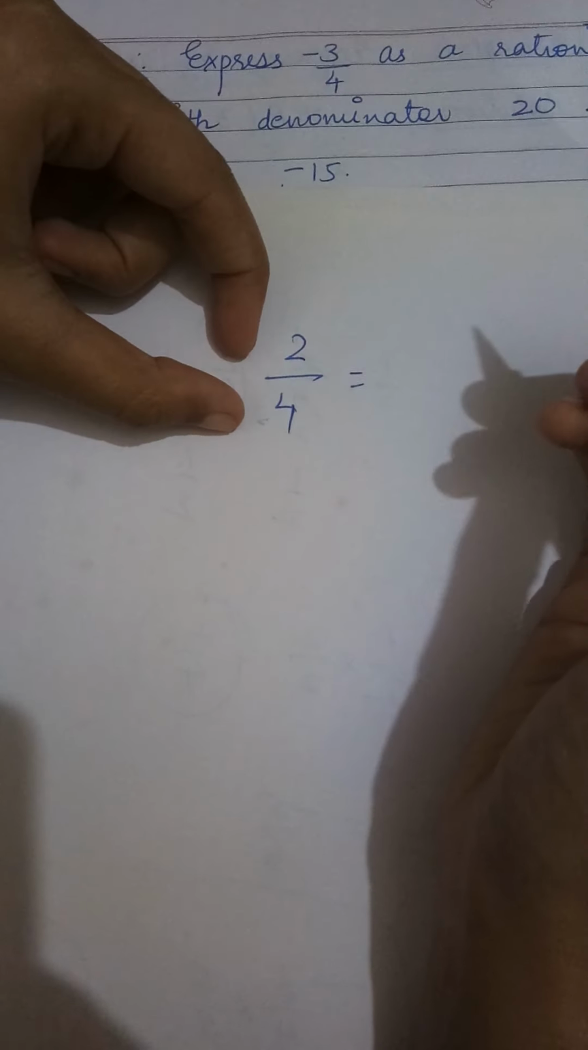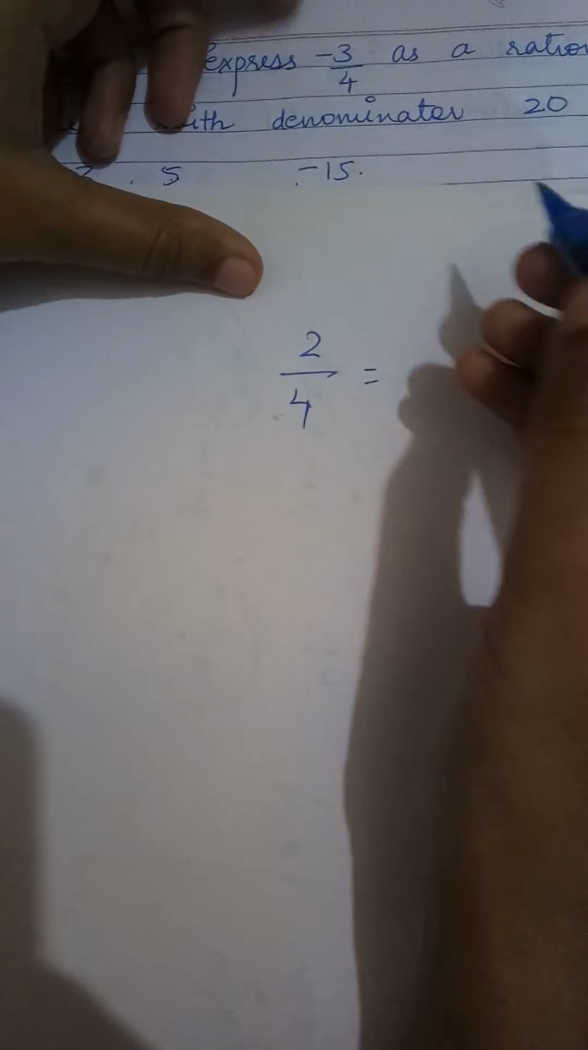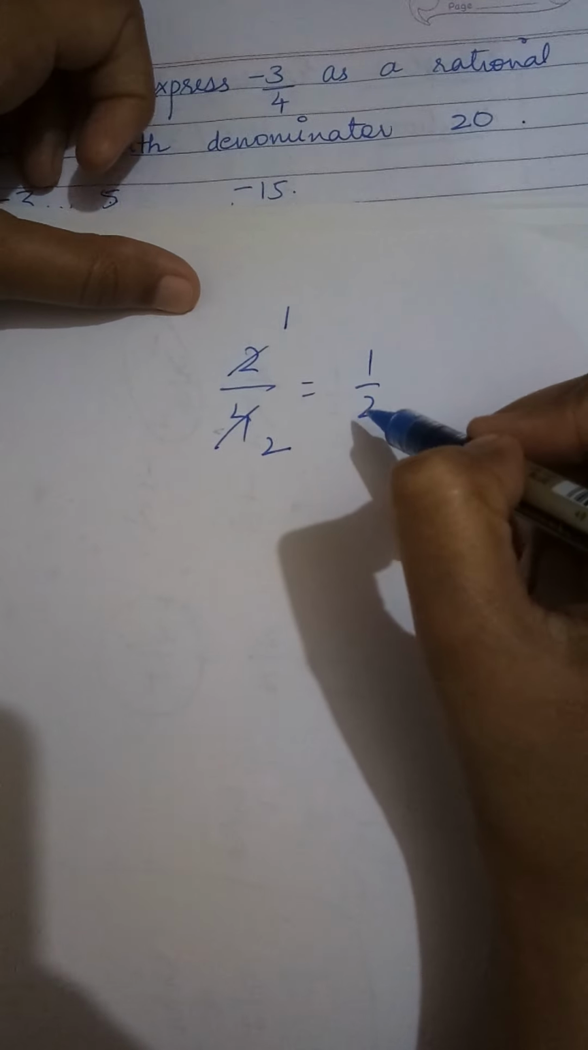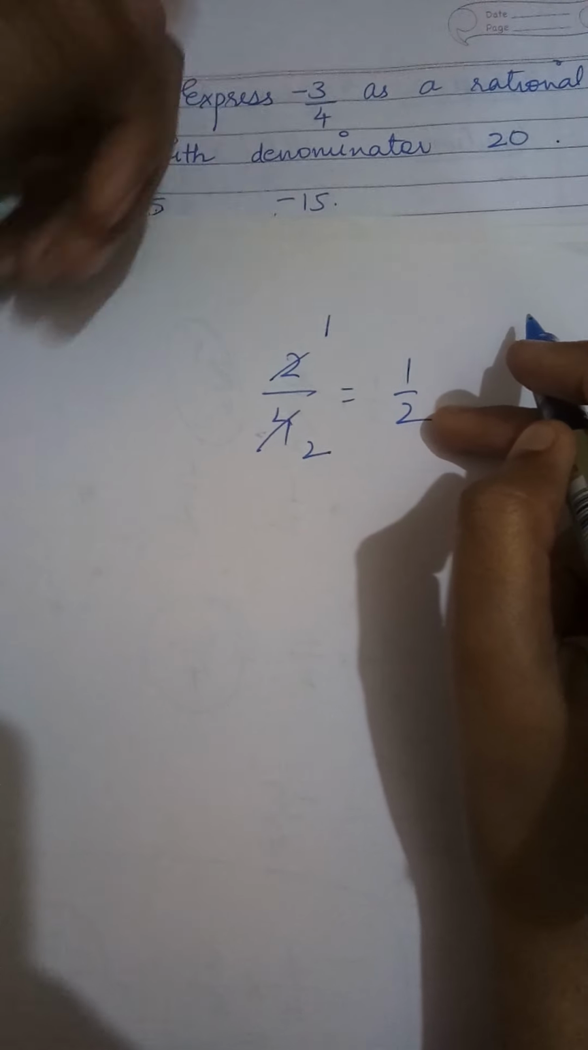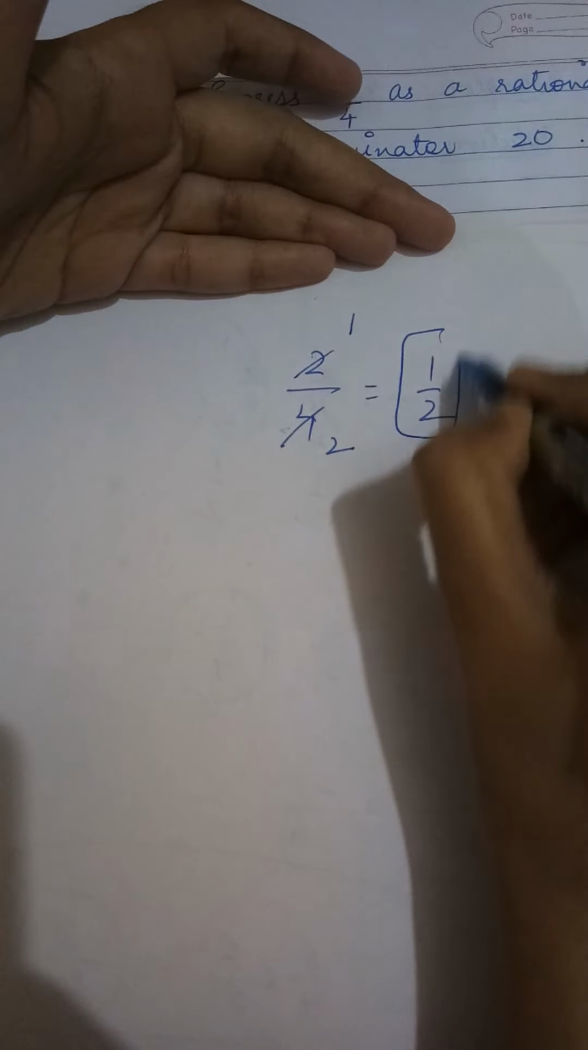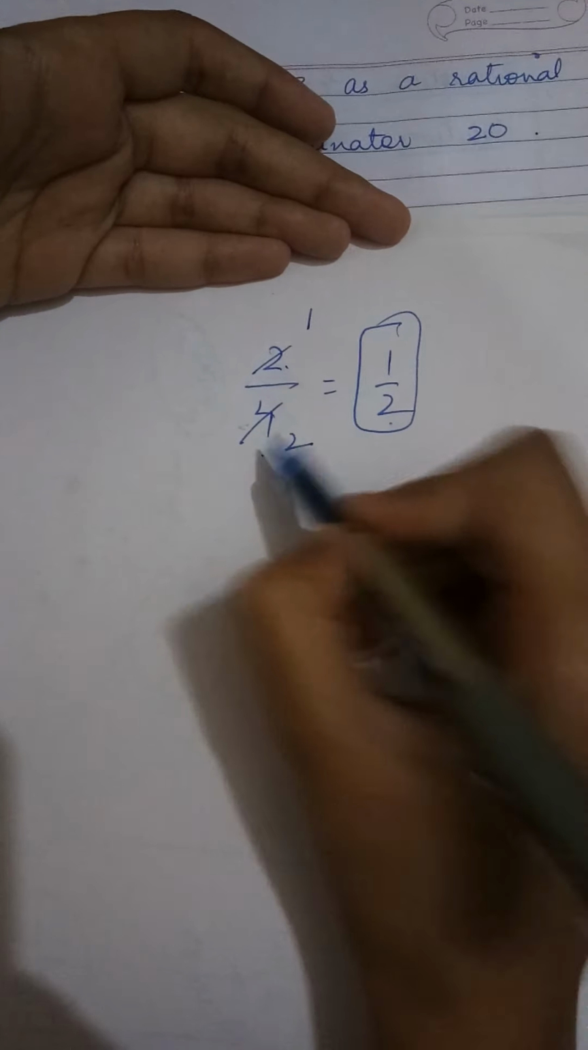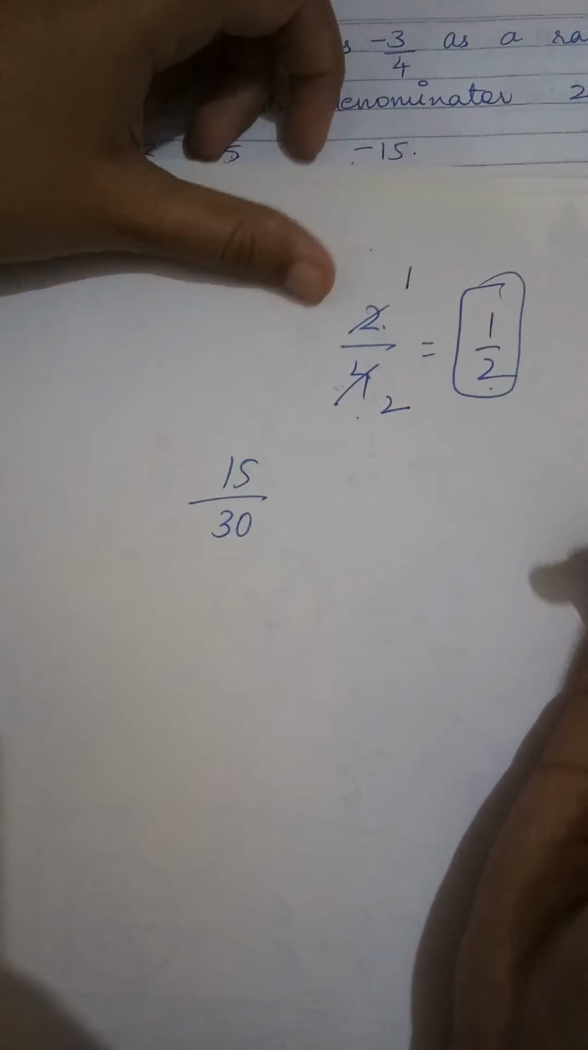Firstly, I am cancelling these two on a common multiple. They both are going on 2. 2 ones are 2, 2 twos are 4. So it is 1 upon 2. Can I further cancel 1 and 2 on any common table? No. Because I cannot cancel these two on any common table, so this 1 upon 2 is the standard form of 2 upon 4. Let us take 15 upon 30.